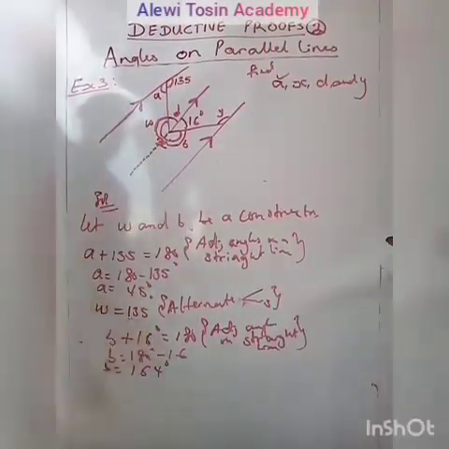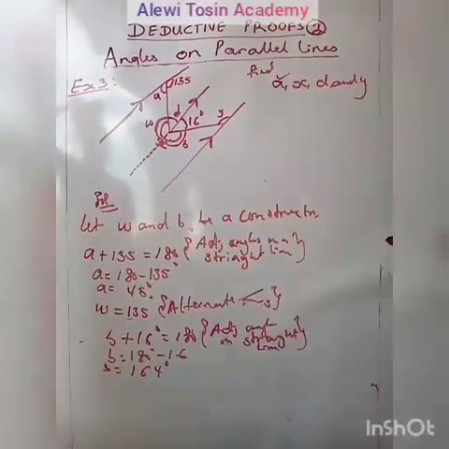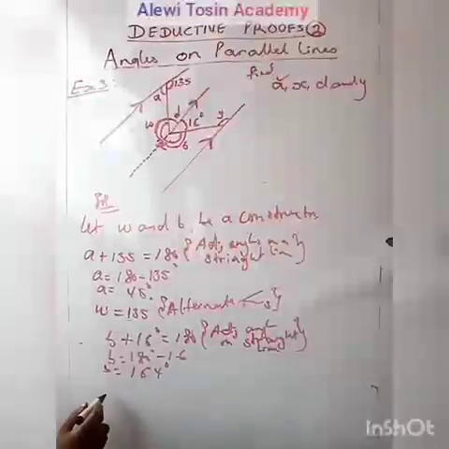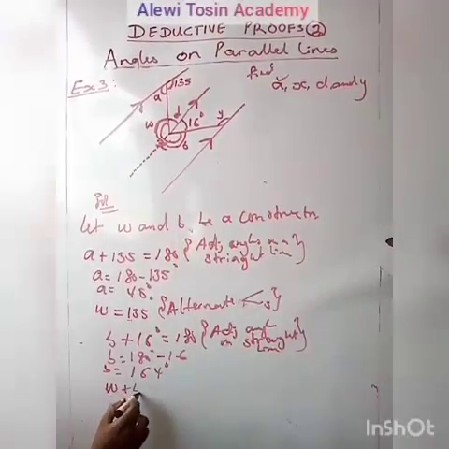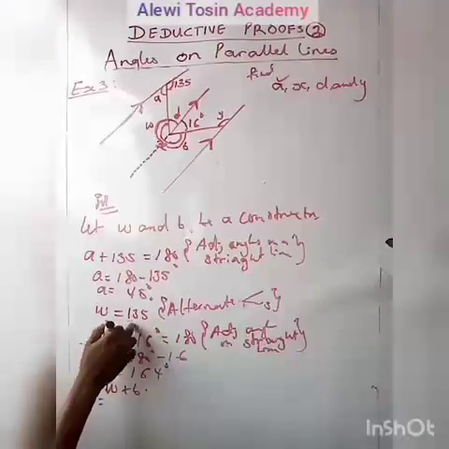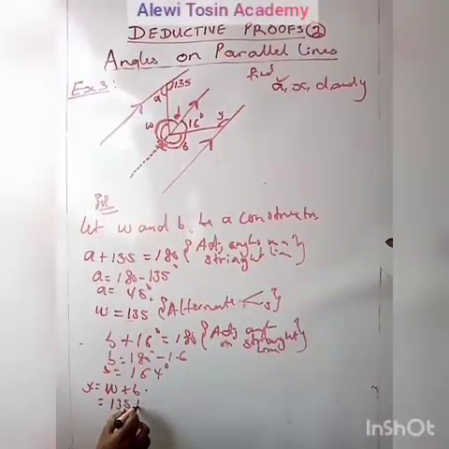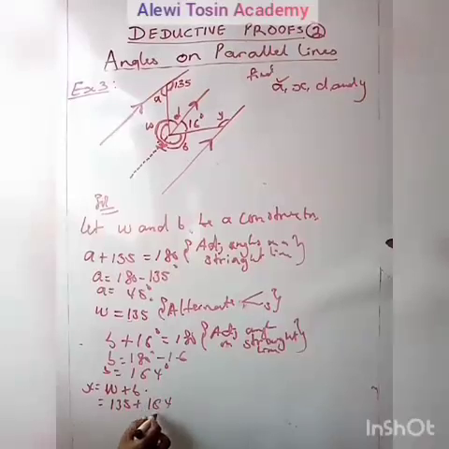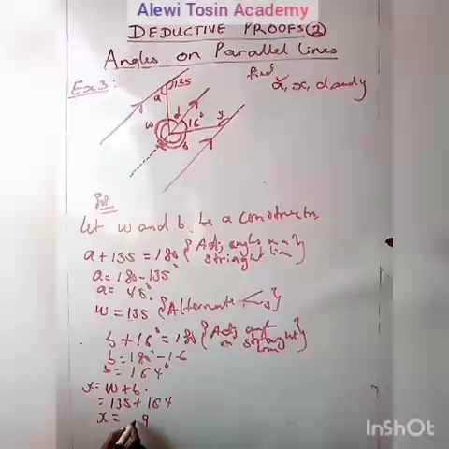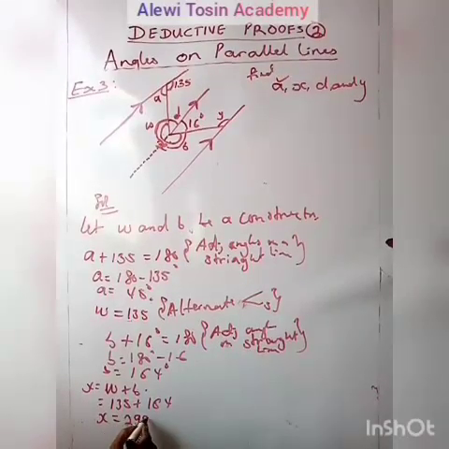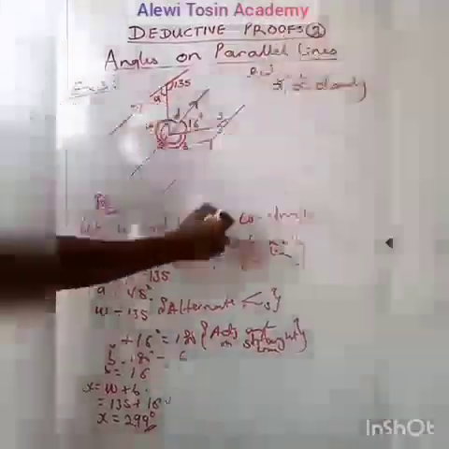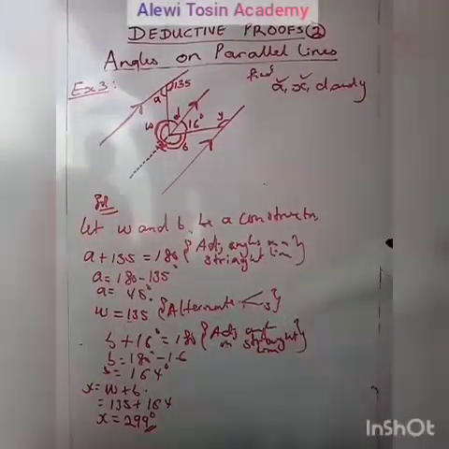Now, when B is 164 and W is 135, we can easily say that W plus B is equal to x. W plus B equals x. And W is 135, our B is 164, which means our x will be 299. So we know our angle x as 299.